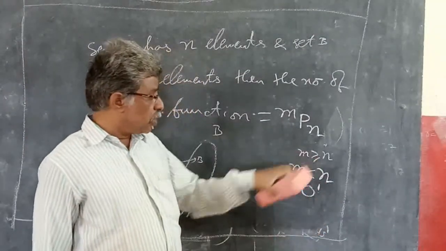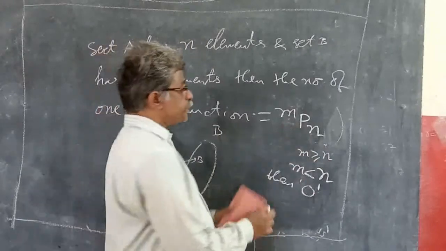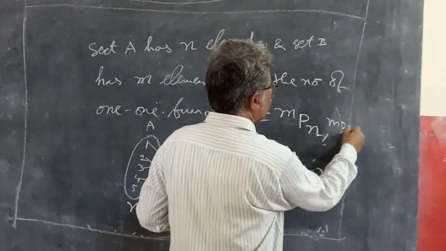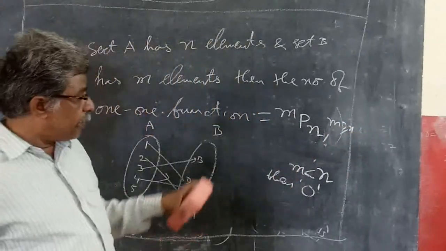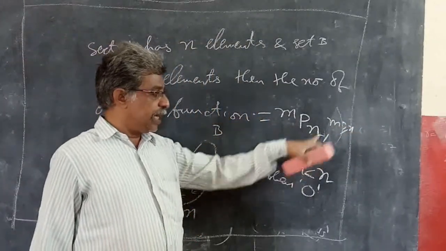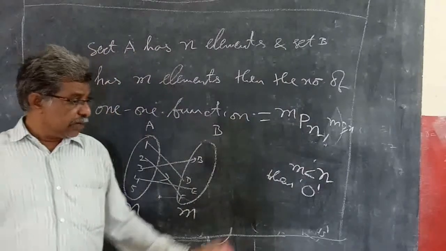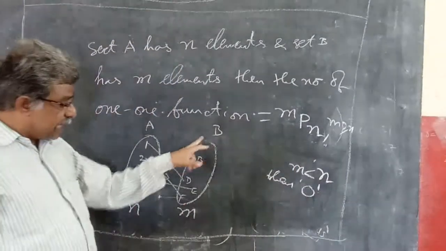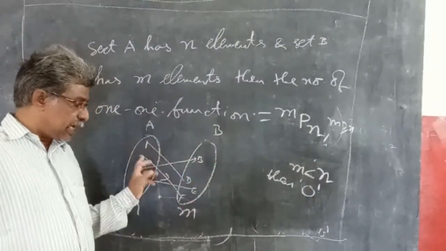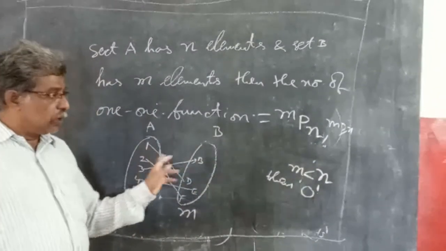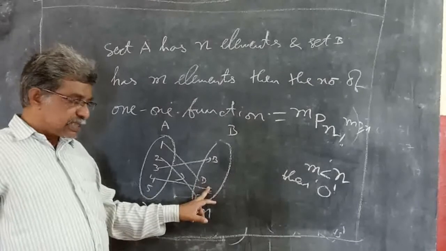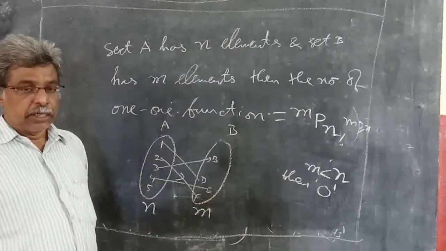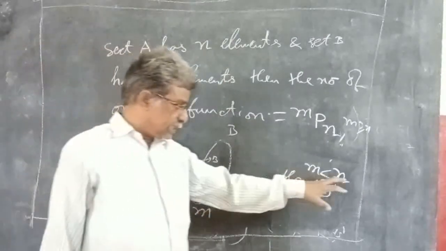If M is more than N, the number of one-one functions is MPN. The number of one-one functions is always MPN if M is more than or equal to N. If M is less than N, then there are 0 one-one functions. So the elements of B must always be more than or equal to the elements of A, then only you can form the one-one. If the elements of B are fewer than the number of elements in A, you can't form one-one functions.